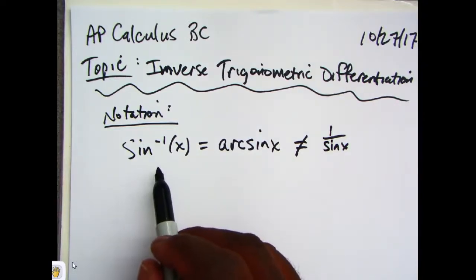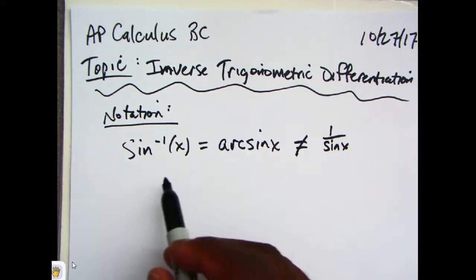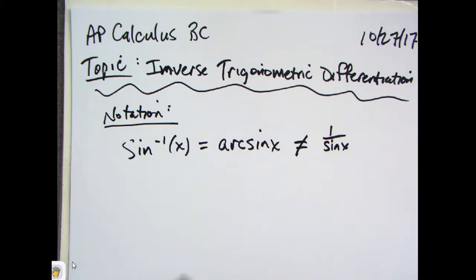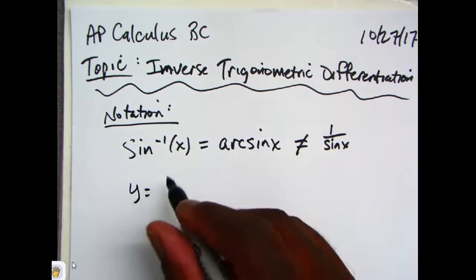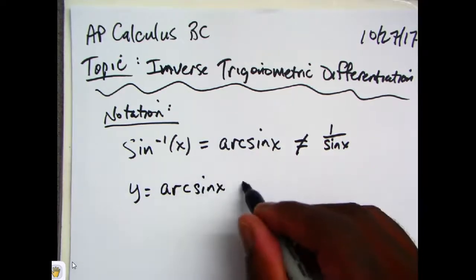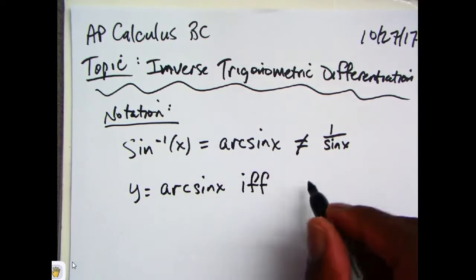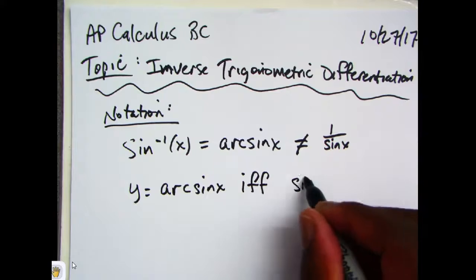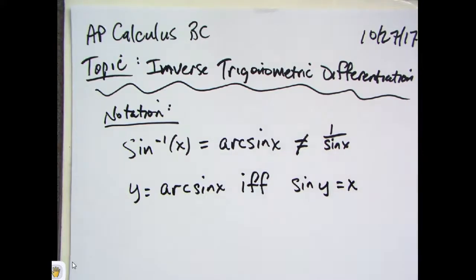What this tells us is an inverse trig function is an angle measure. Okay? So an inverse trig function is an angle measure. So y equals arc sine of x if and only if sine of y is equal to x. So inverse trig gives us angle measures.